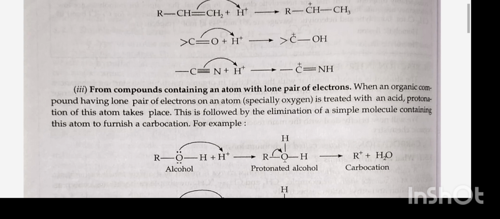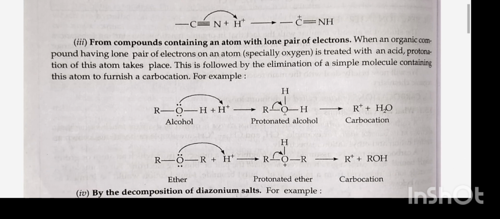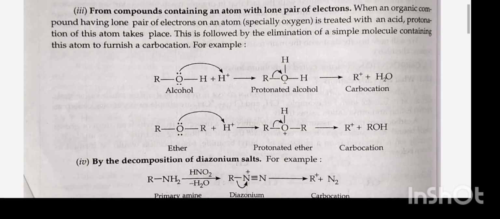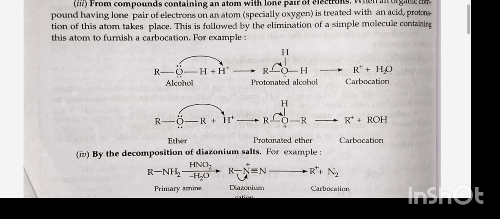For compounds containing an atom with a lone pair of electrons: when an organic compound having a lone pair of electrons on an atom is treated with acid, protonation of this atom takes place. This is followed by the elimination of a simple molecule containing this atom to furnish a carbocation. For example, alcohol plus hydrogen ion gives protonated alcohol, converted into carbocation plus water. Ether plus hydronium ion gives protonated ether, converted into carbocation plus alcohol.